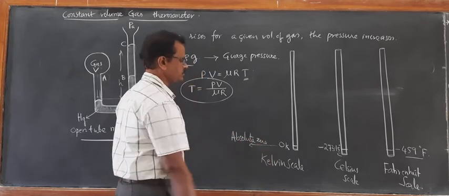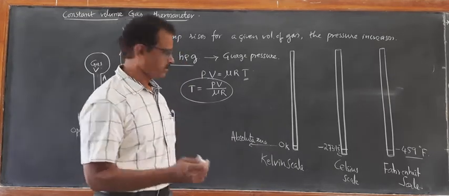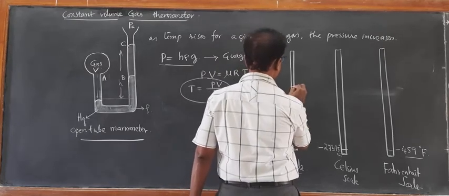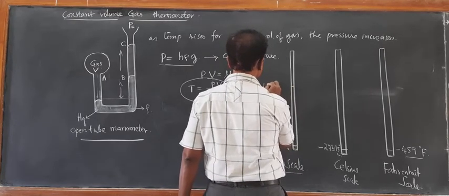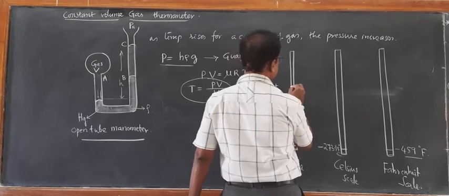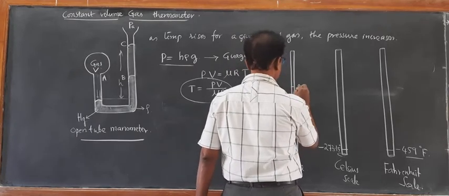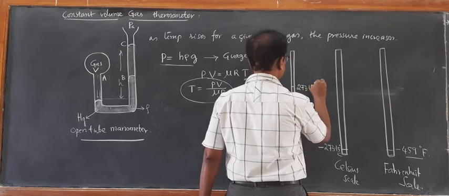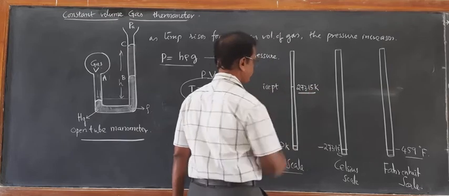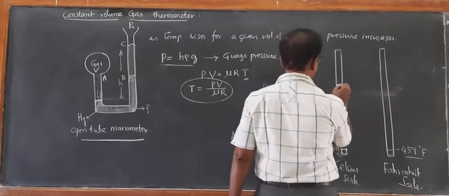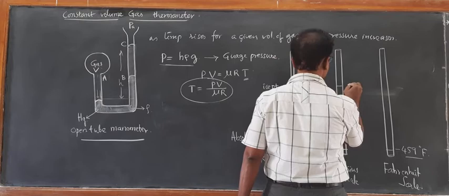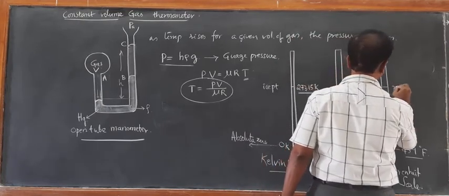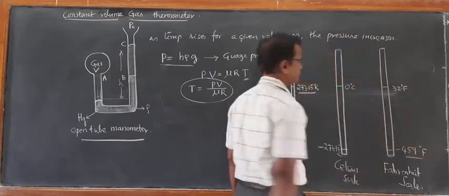So, absolute zero is the lowest fixed point of the Kelvin scale. Now, if you look at the ice point, it corresponds to 273.15 Kelvin in the Kelvin scale, 0 degrees Celsius in the Celsius scale, and 32 degrees Fahrenheit in the Fahrenheit scale.